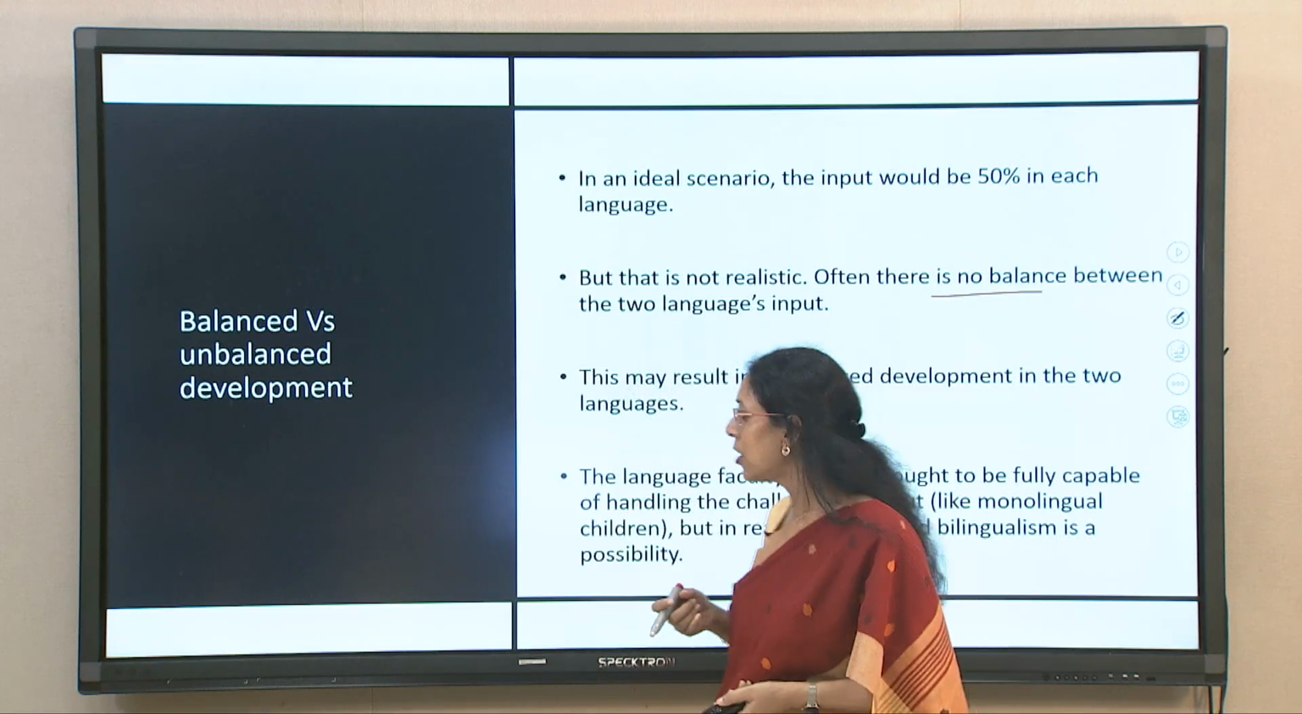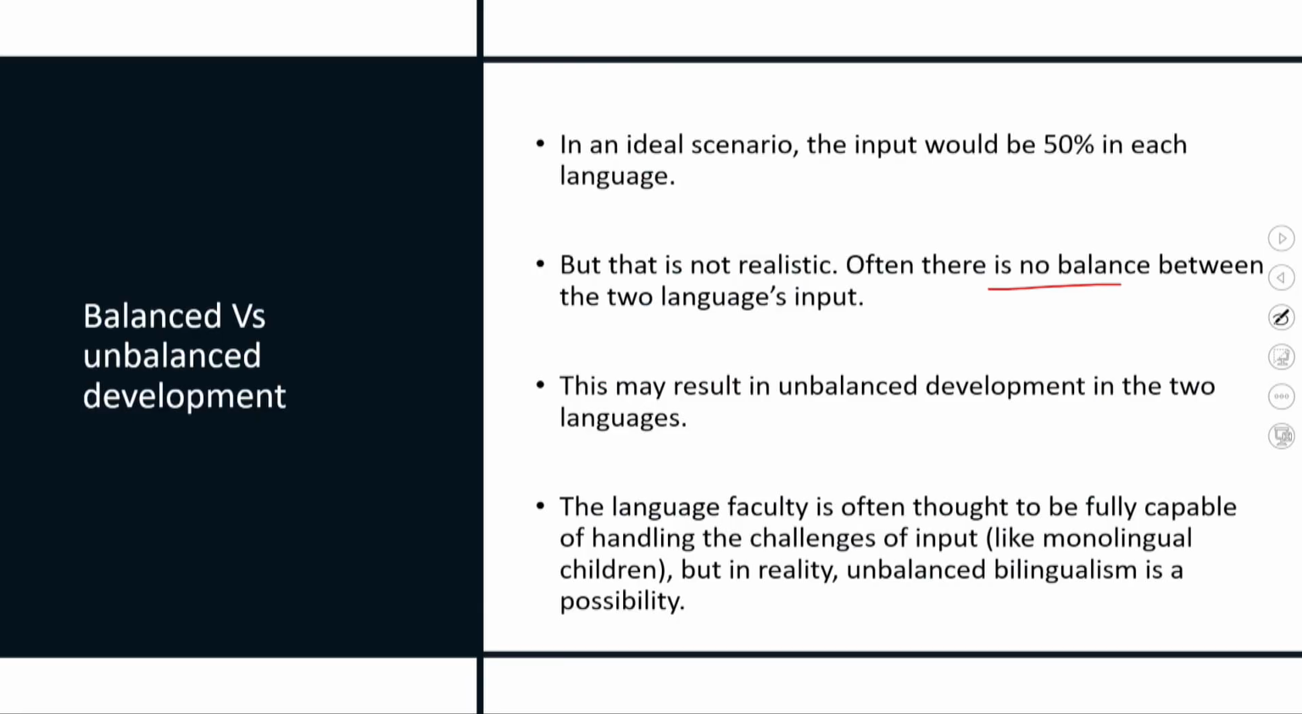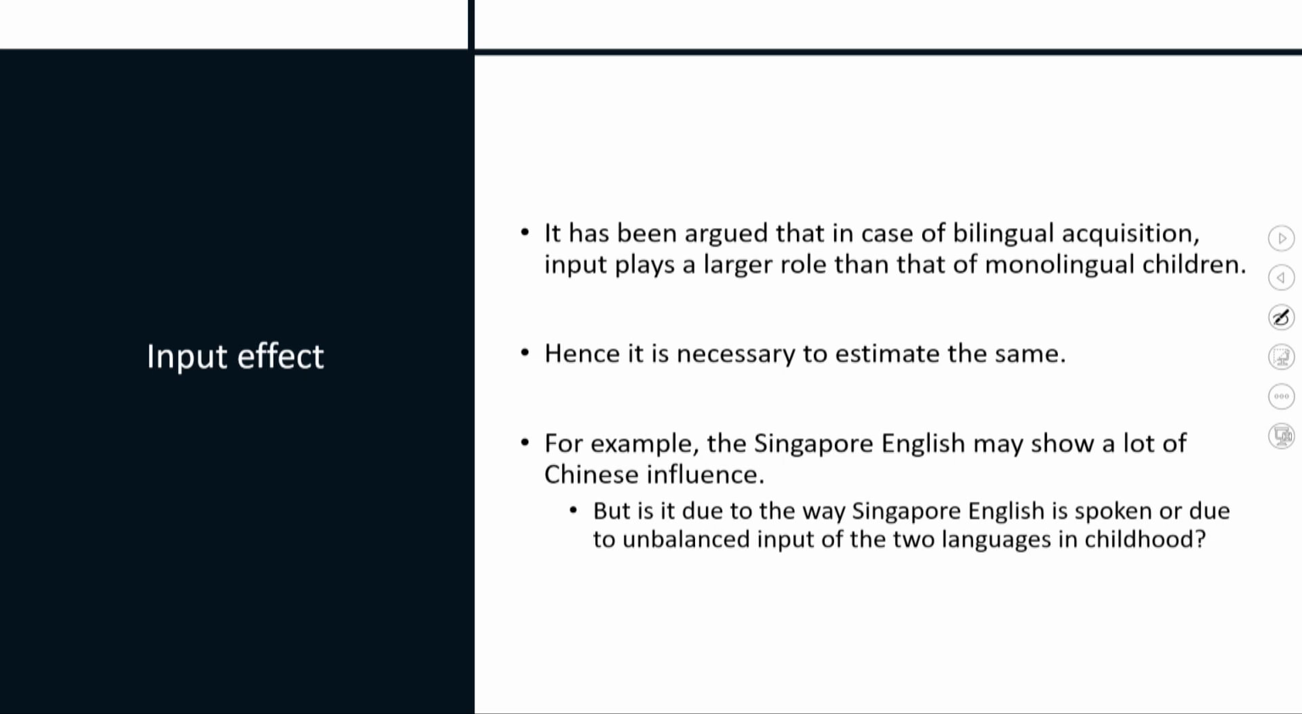The language faculty is often thought to be fully capable of handling the challenges of input, as it happens in monolingual acquisition, as in L1 acquisition, but in the case of bilingualism it is a possibility, and it does happen, that some people are balanced bilinguals, some are unbalanced bilinguals. So, even when you are a childhood bilingual, as in a simultaneous bilingual, theoretically it is possible for some of them to be unbalanced as well. There is also an input effect: input plays a larger role than in the case of monolingual children, and that is why it is important to estimate it.